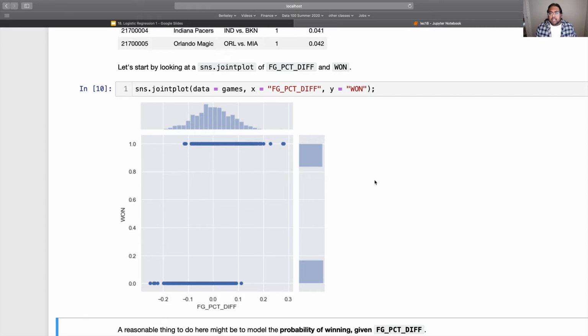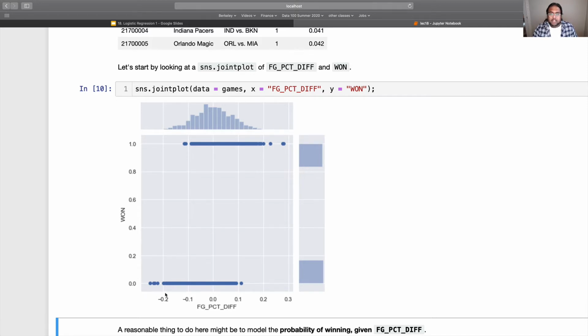But a reasonable intermediate step might be to model the probability of winning given a field goal percentage difference. What we can then do is say if a team has a high predicted probability of winning a game, we classify them as having won, and if they have a low predicted probability of having won that game, we classify them as having lost. So, in such a probability model, we might say the chances of winning if your field goal percentage difference is very high is very close to 1.